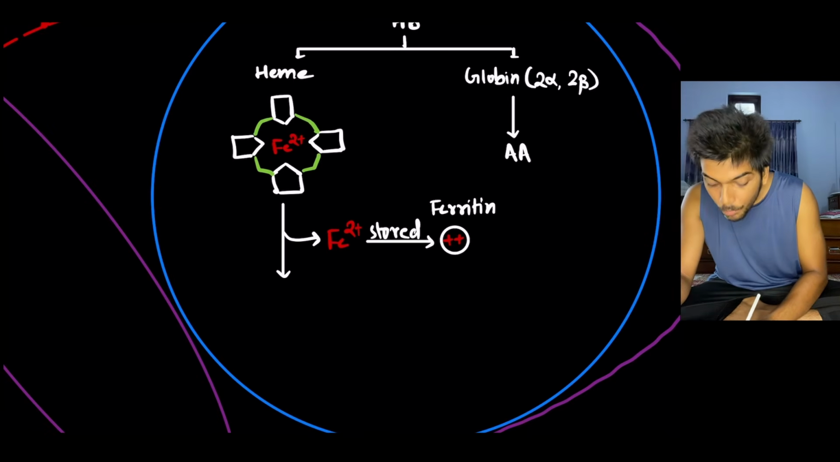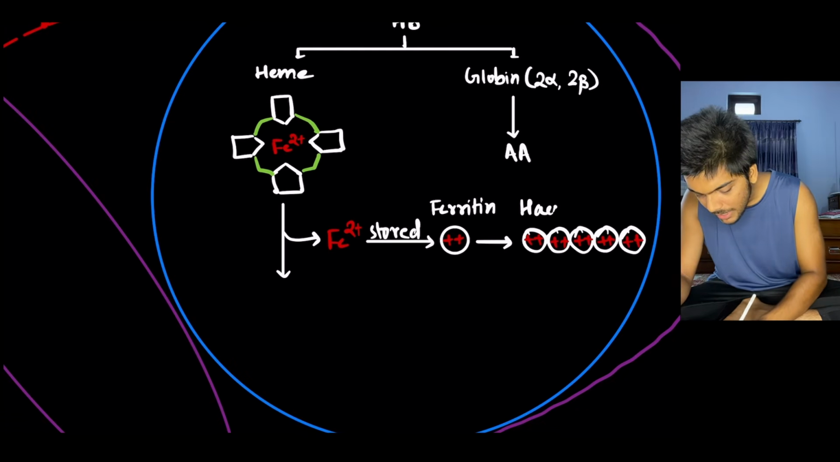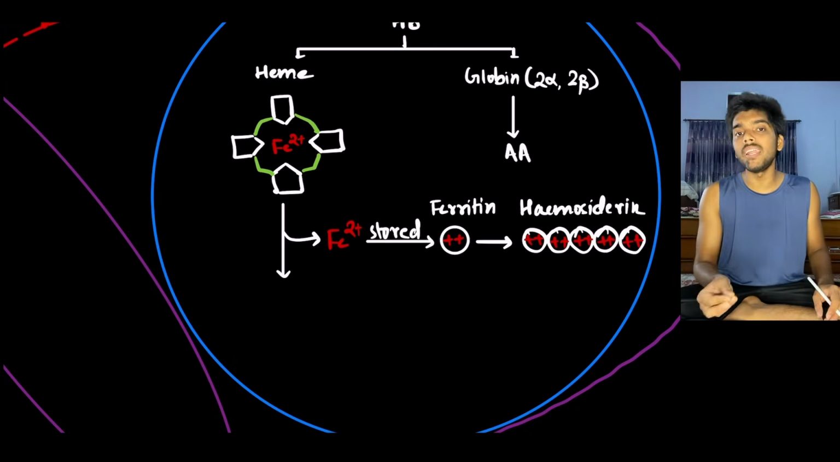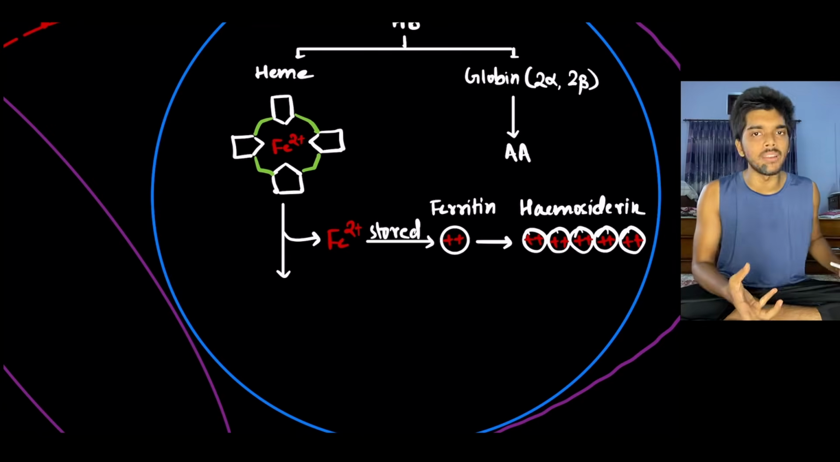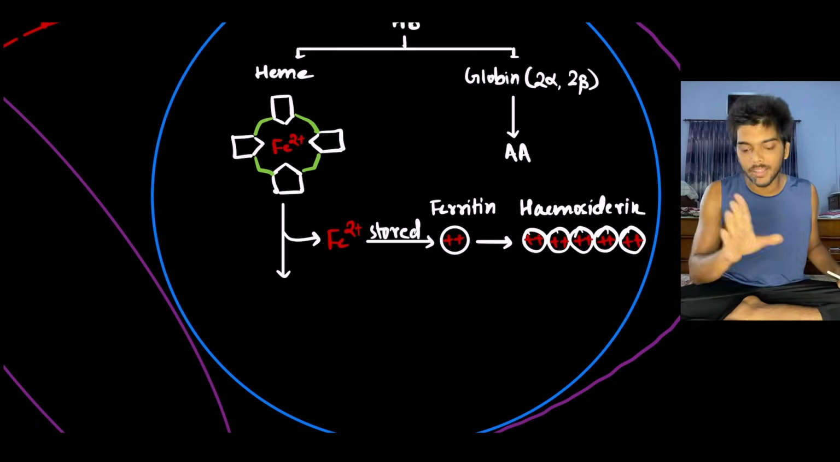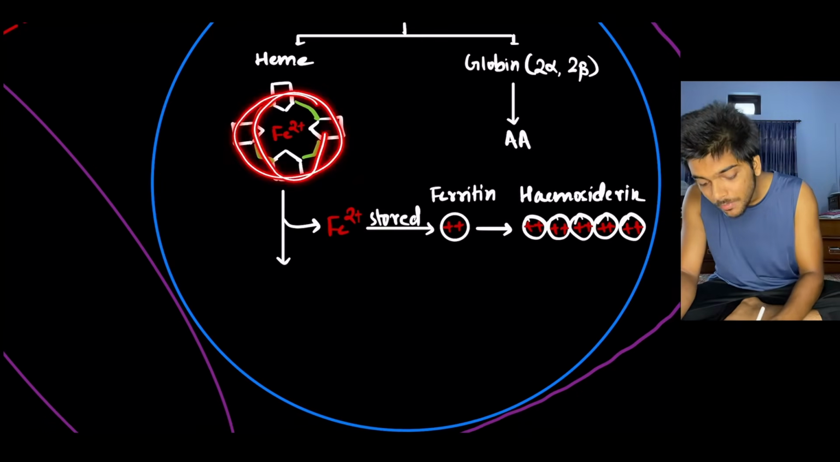The ferritin polymerizes to form a larger molecule, which is called hemosiderin. So the iron snatched from the heme of hemoglobin is stored in the form of ferritin, and ferritin polymerizes to form a much larger stored form of iron called hemosiderin. So both ferritin and hemosiderin are stored form of iron. Okay. Now what remains? What remains is the ring of the heme of hemoglobin.